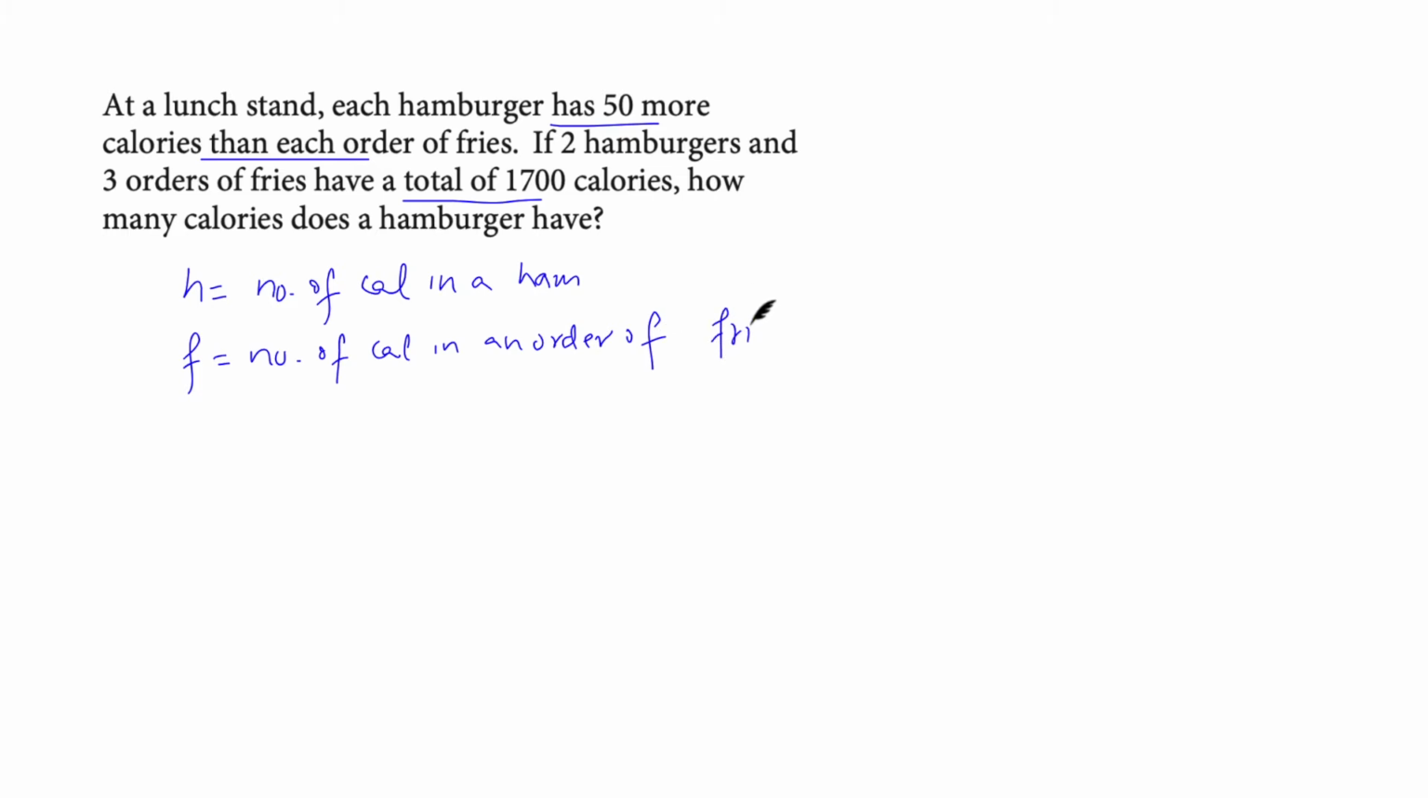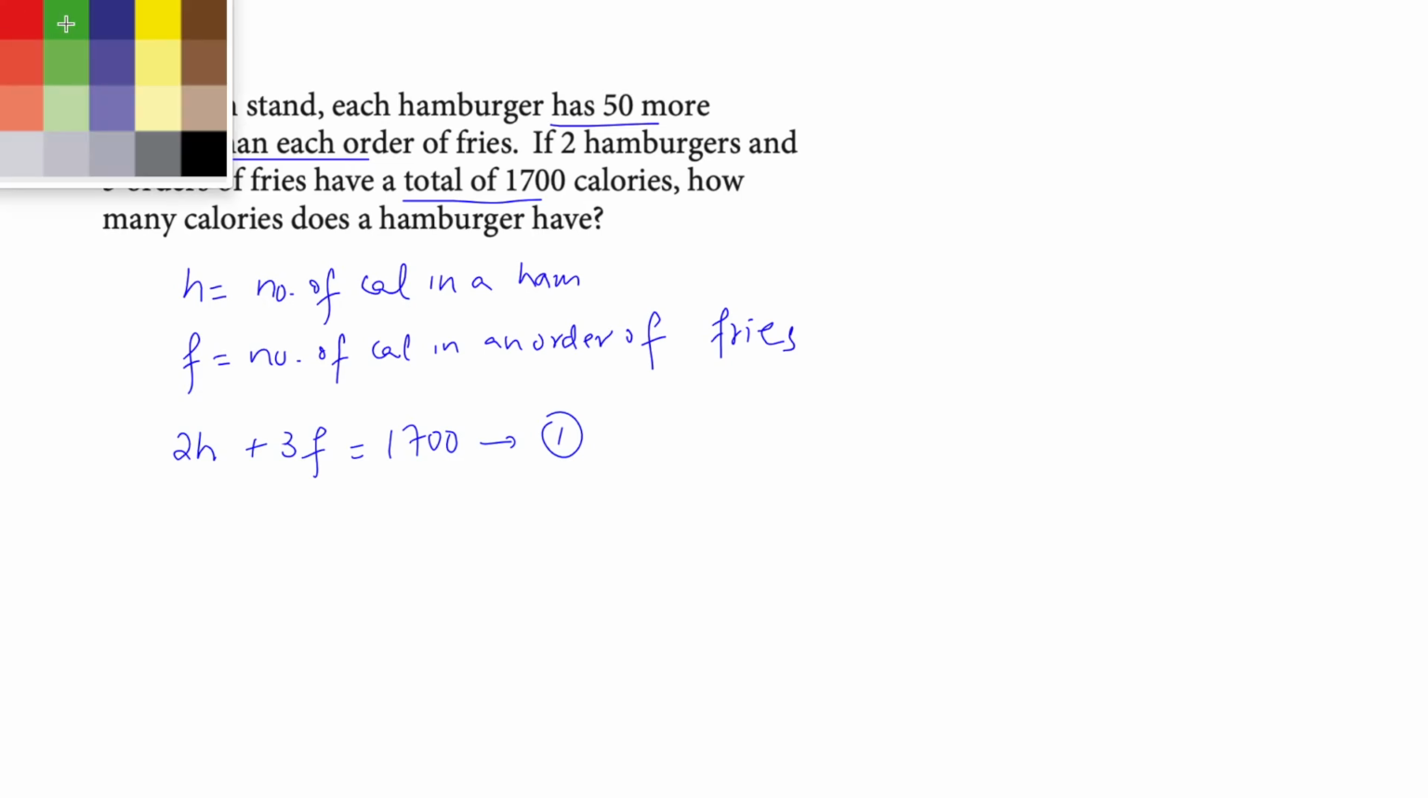And F represents the number of calories in an order of fries. So what's the total number of calories we have? 2 hamburgers, that means 2H. Simply translate. See, this is not that difficult. 2H plus 3F will give us a total of 1700 calories. Just be careful with the equation. If this represents calories, this should also represent calories, and this should also represent calories. So this is our first equation.